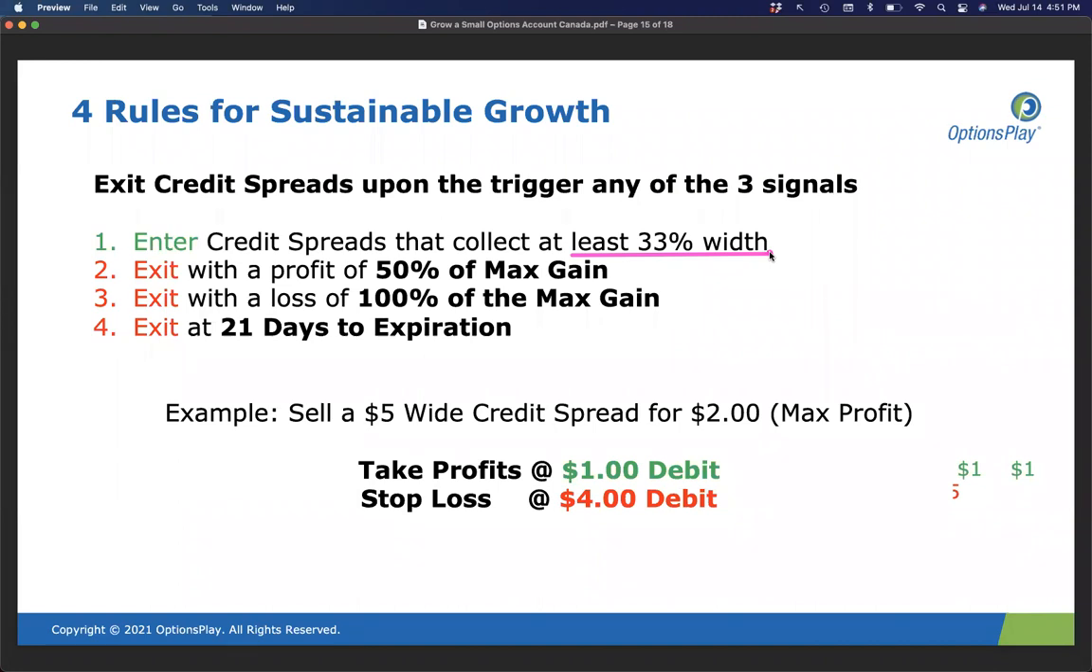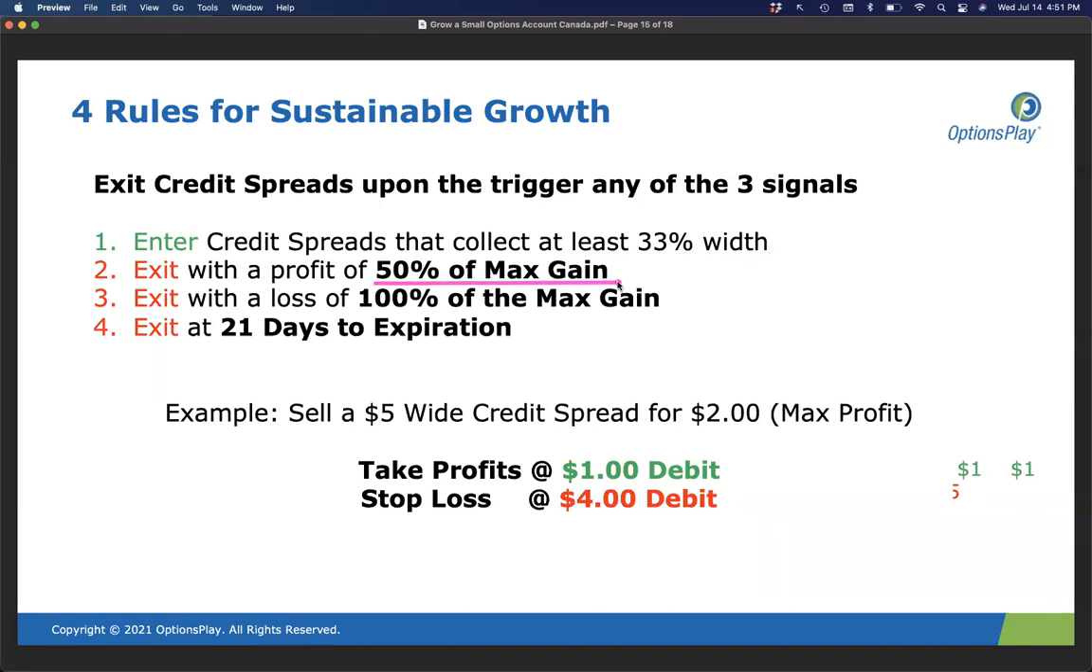The next 3 rules that we have here are for managing this trade. So once you've sold the credit spread, how do you decide when to get out of the trade? Well, there are 3 possible triggers that generate an alert to close out an existing credit spread. There is a take profit order, there's a stop loss order, and there's also a time-based trigger. So the first order is a take profit order.